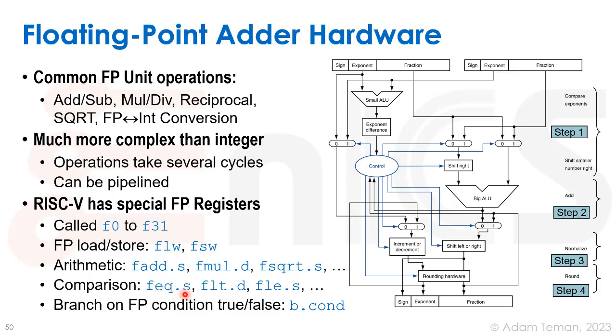Comparison, we're going to have also comparison that's going to be single or double precision, so it's a floating point equivalent or floating point less than or floating point less than or equal. And then there's a special branch condition for floating point, which is going to branch on a floating point condition, one of these being true or false. So that's floating point hardware.